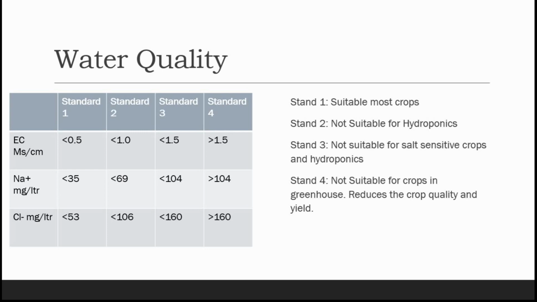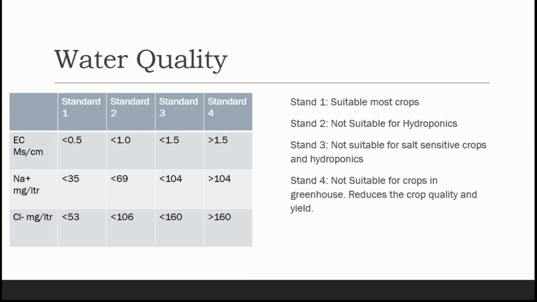Now the last one is standard 4, which is not suitable for crops in greenhouse and reduces the crop quality and yield for your farm and for your plants. So the standard 4 is with a high EC more than 1.5, sodium level more than 104 milligram per liter, and chlorine level again more than 160 milligram per liter. In this, only standard 1 is suitable for most of the crops in hydroponics.